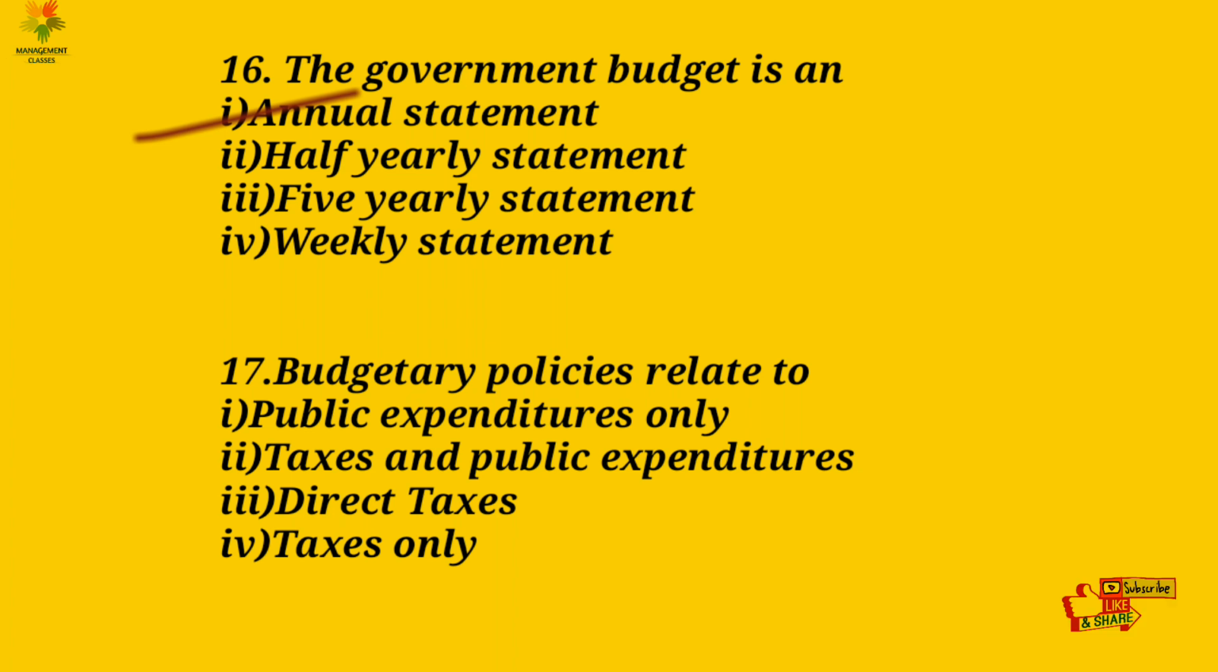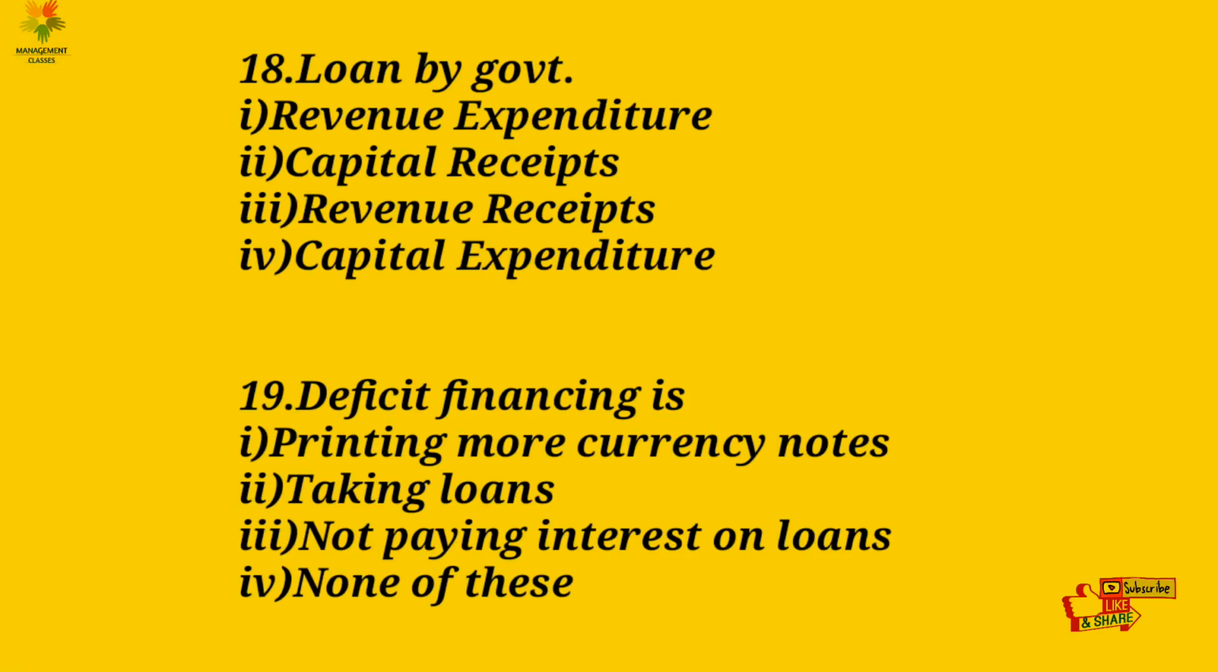Next, the budgetary policy relates to public expenditure, taxes and public expenditure, direct taxes, or taxes only. So the answer will be option number 2, taxes and public expenditures both. Now your next MCQ question is: loan by government is a revenue expenditure, capital expenditure, revenue receipt, or capital receipt. Answer will be option number 2, capital receipt. Next, deficit financing is printing more currency notes, taking loans, not paying interest on loans, or none of these. Answer will be option number first, printing more currency notes.